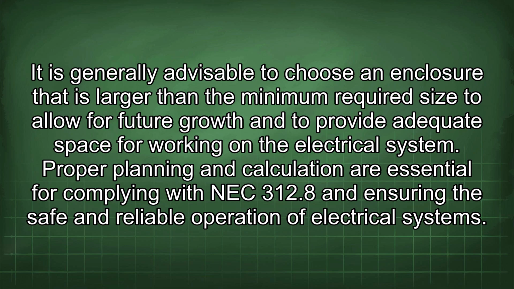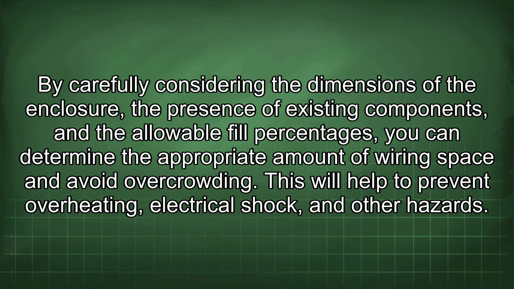Proper planning and calculation are essential for complying with NEC 312.8 and ensuring the safe and reliable operation of electrical systems. By carefully considering the dimensions of the enclosure, the presence of existing components, and the allowable fill percentages, you can determine the appropriate amount of wiring space and avoid overcrowding. This will help to prevent overheating, electrical shock, and other hazards.